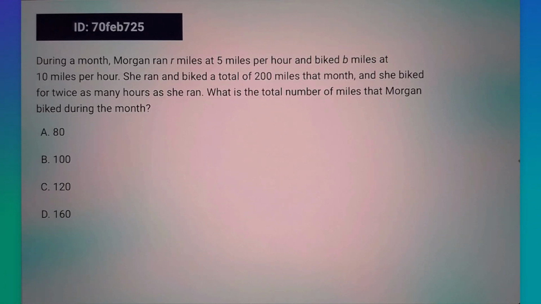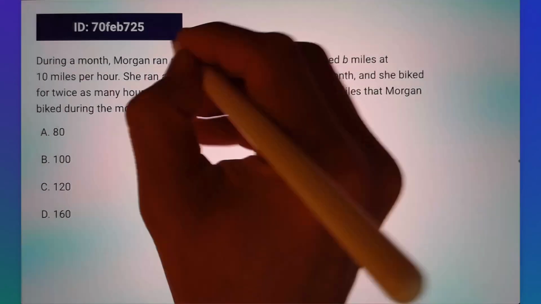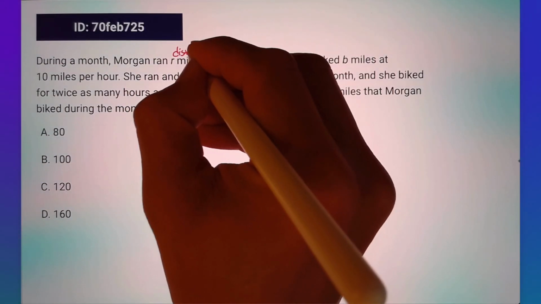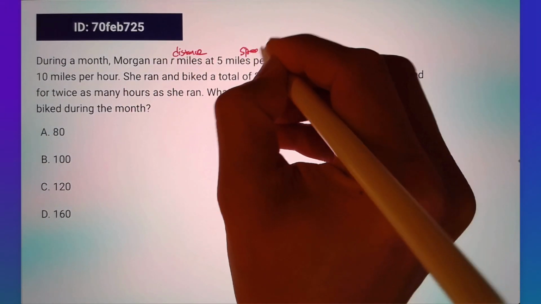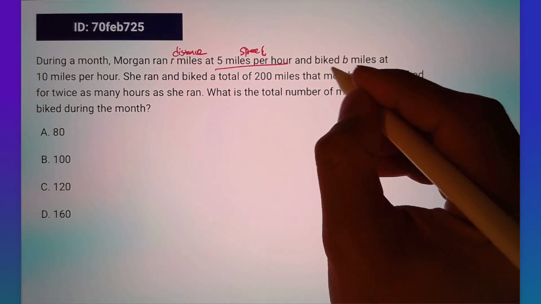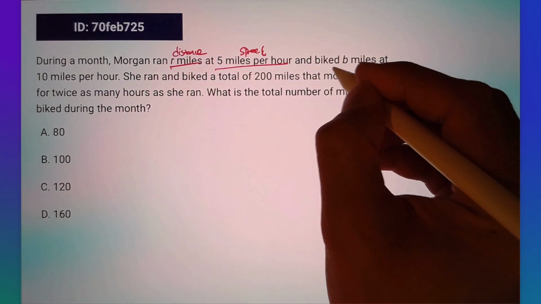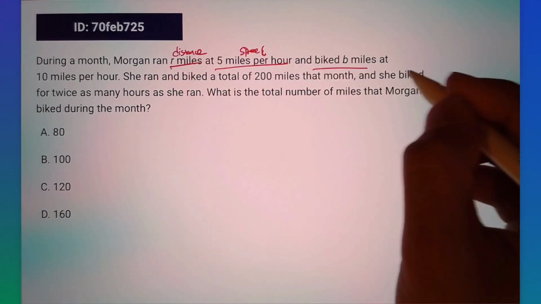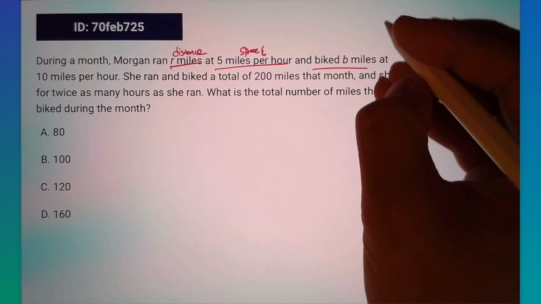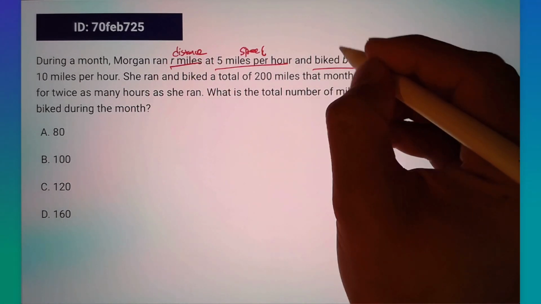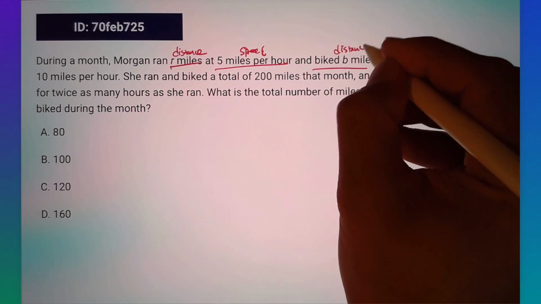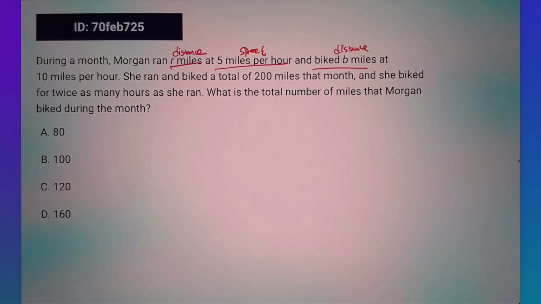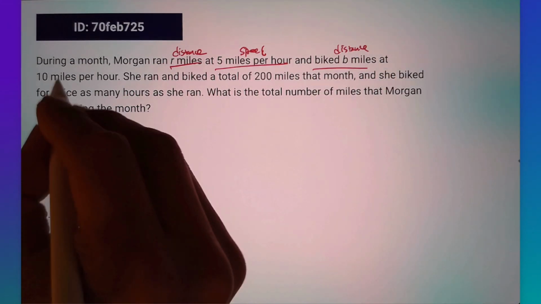During a month, Morgan ran R miles at 5 miles per hour. So I'm gonna just annotate that this is a distance and this is a speed, 5 miles per hour. And he biked B miles. So this is a biking, that's a running. So two different modes of transportation. So this is distance again, because we have a unit of miles. And 10 miles per hour, that's just unit for speed.